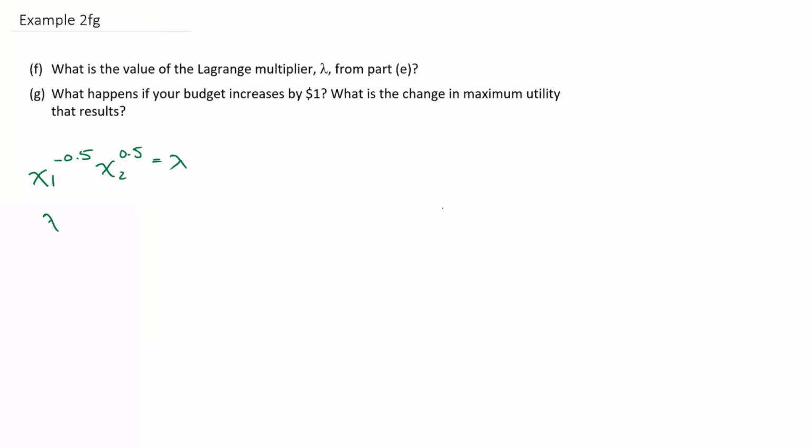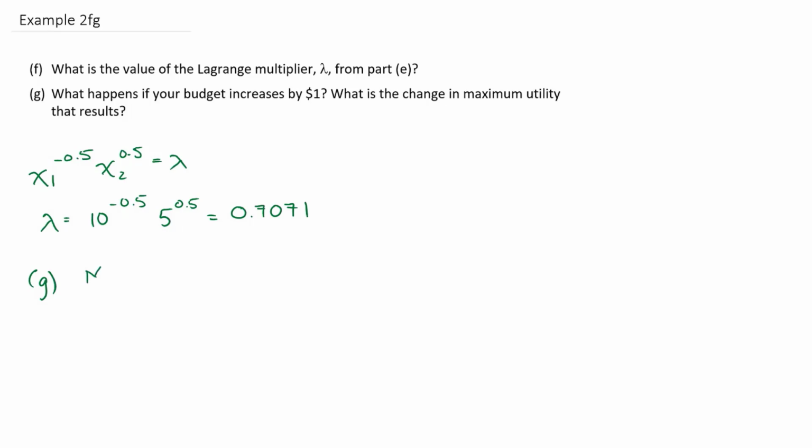So lambda is going to be equal to our x1 value, 10 to the power of negative 0.5, times our x2 value, 5 to the power of 0.5. And what I get from my lambda value is 0.7071. Now, what happens in part G if our budget increases by $1?